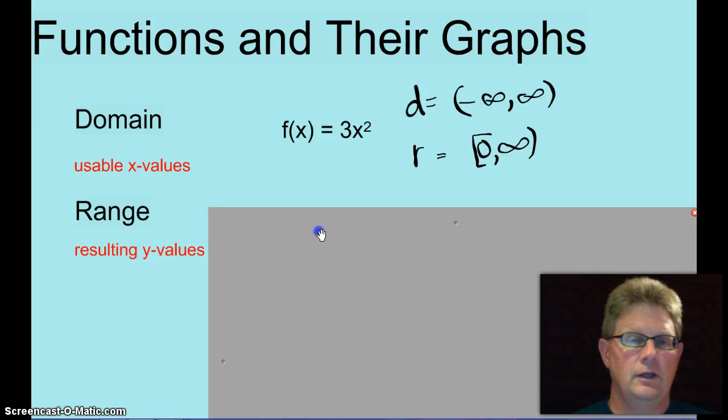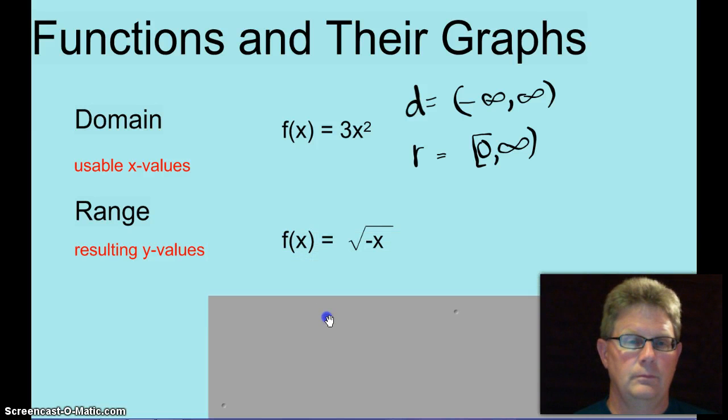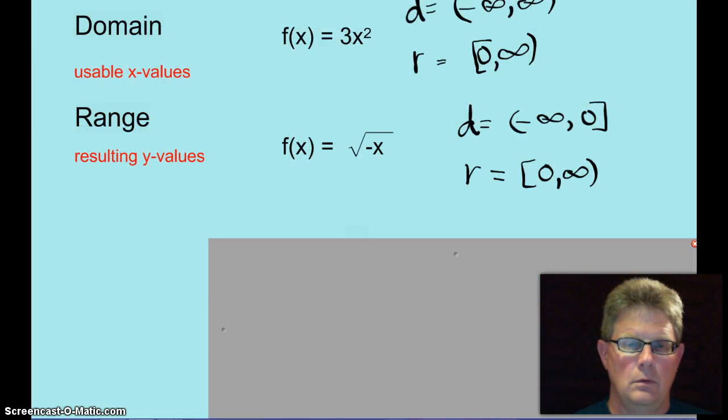Alright, let's check the next function. Find the domain and range by pausing and then checking your answer with my answer. Okay, because of the square root function there, the inside of that square root needs to be positive, so anywhere negative infinity to 0 inclusive. And your range is going to be anywhere from 0 to infinity.